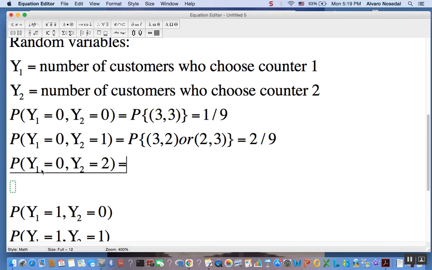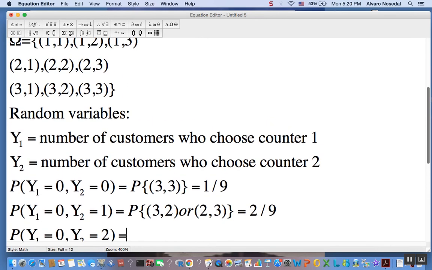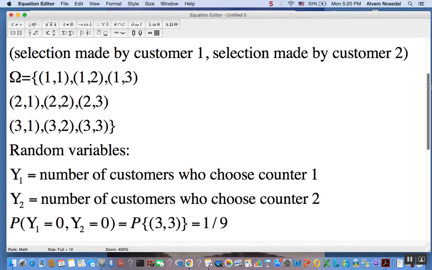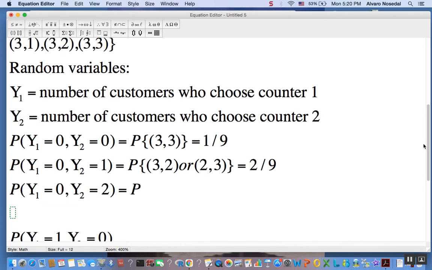Now, if y1 equals 0 and y2 equals 2, that means that both customers went to counter number 2. And the only way that could happen is if you observed that point here, 2, 2, right? Both of them selected counter number 2. Make sense?